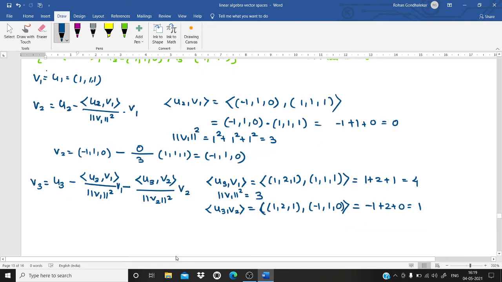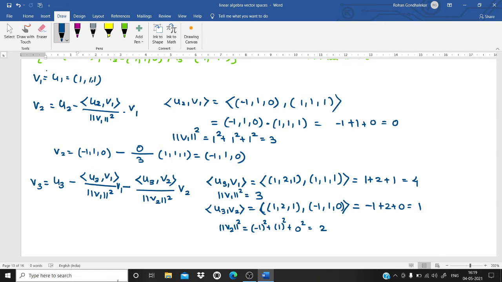Now we need to calculate norm V2 square. So what is the norm in the Euclidean? Or say, what is the Euclidean norm? Get the sum of squares of each entry. As I am taking the norm square, you can directly write the sum of squares of each entry. Otherwise, you need to take a square root. So here I have (-1) square plus 1 square plus 0 square, which is nothing but 2.